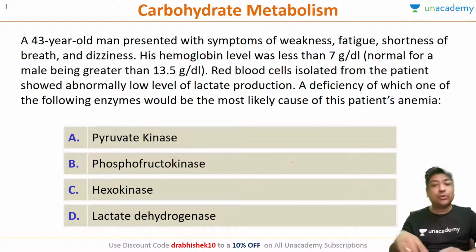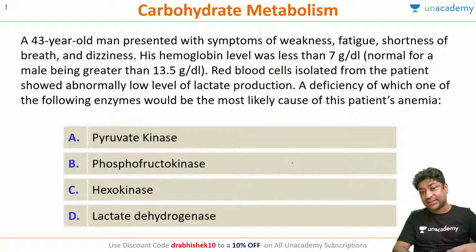A 43-year-old man presented with symptoms of weakness, fatigue, shortness of breath, and dizziness. His hemoglobin level was less than 7 gram per deciliter. For a normal patient, it will be more than 13.5 gram per deciliter. Red blood cells isolated from the patient show an abnormally low level of lactate production. A deficiency of which of the following enzymes would be the most likely cause of this patient's anemia? Your options are pyruvate kinase, phosphofructokinase, hexokinase, and lactate dehydrogenase.